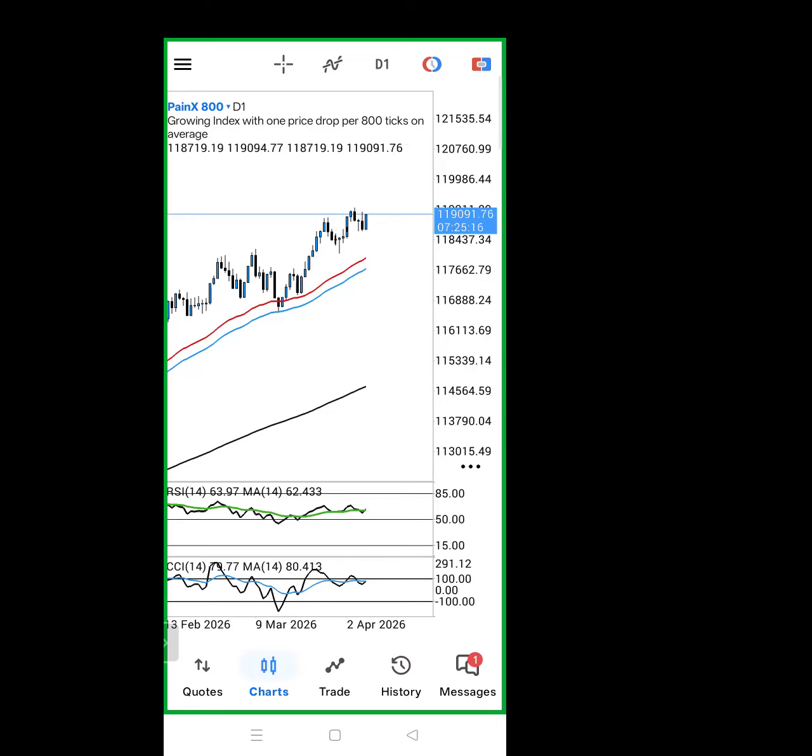So this is the setup. I have explained the setup. Do you have any question? If you have any question, please ask now, before I proceed to looking at the chart for us to check for a trade that will be taken now.